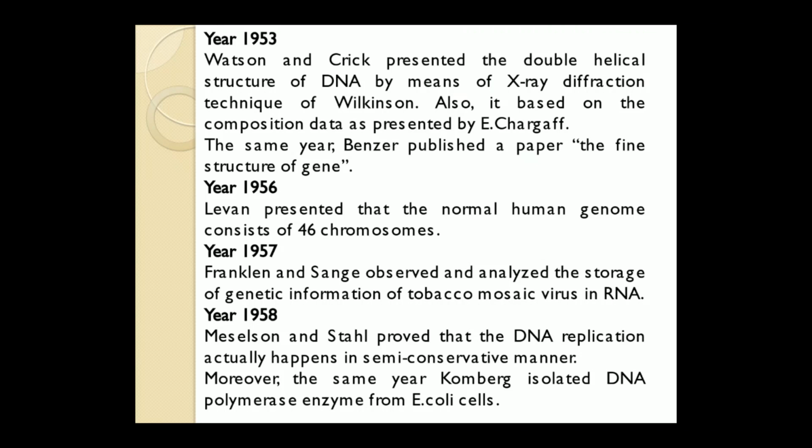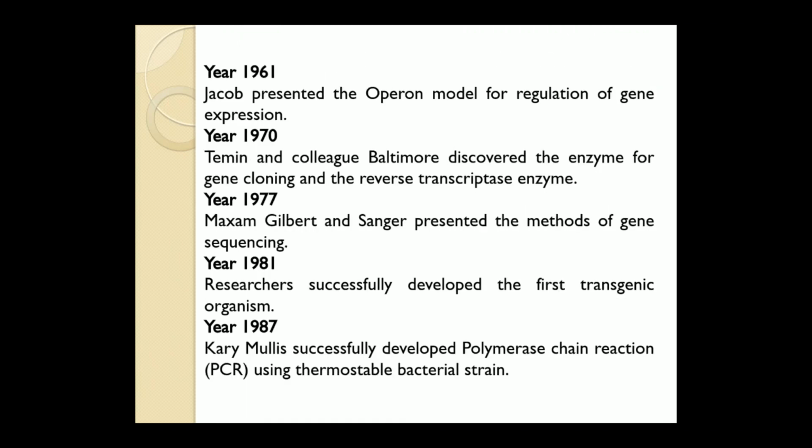In the year 1956, Tjio and Levan presented that the normal human genome consists of 46 chromosomes. Now we know for sure that we have 46 chromosomes. In the year 1957, Fraenkel-Conrat and Singer observed and analyzed the storage of genetic information in the RNA of tobacco mosaic virus, and after that it became clear that there are two kinds of viruses in nature: one is DNA virus and another is RNA virus. After that, the Meselson-Stahl experiment proved the DNA replication model.